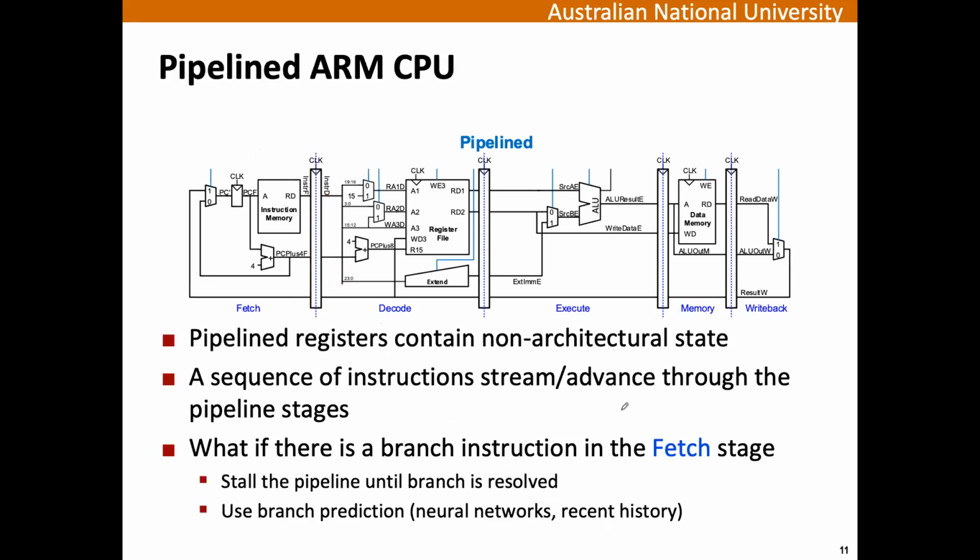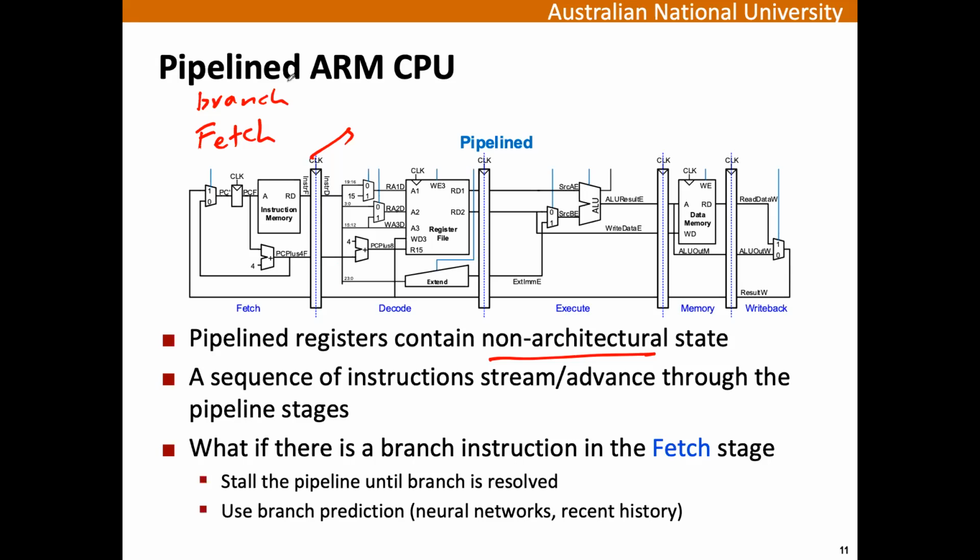So these registers are not exposed to software. These are what we call non-architectural state or non-architectural registers. There is a problem here. This is a fetch stage. So what if there's a branch instruction in this stage? What is the problem with the branch instruction? Why is the branch instruction different?